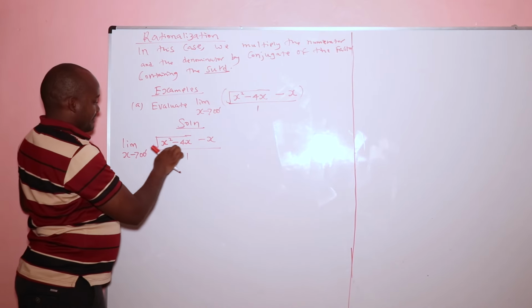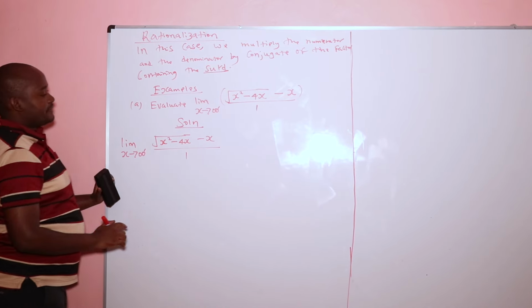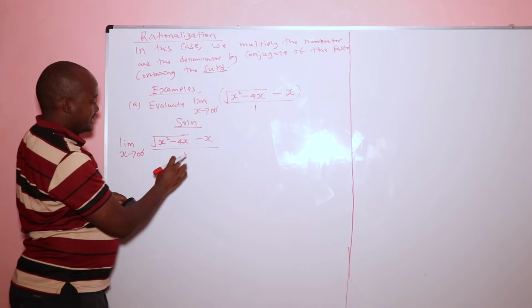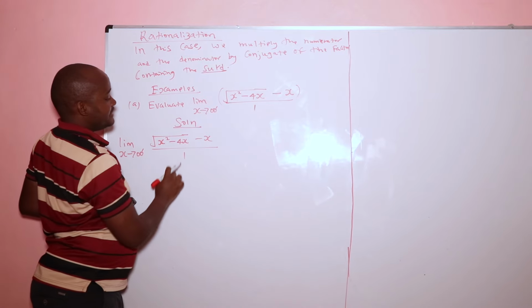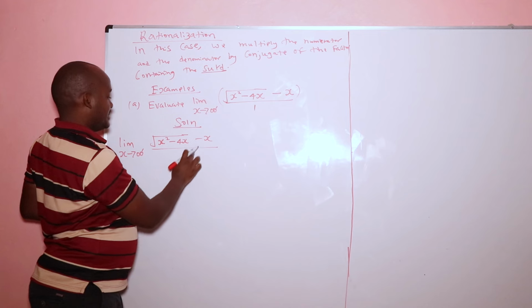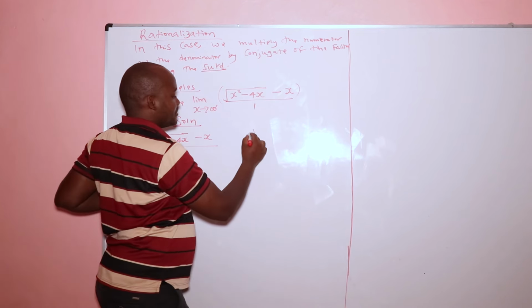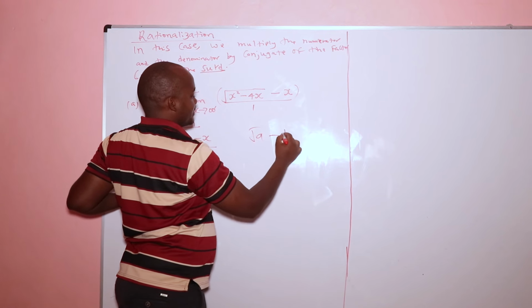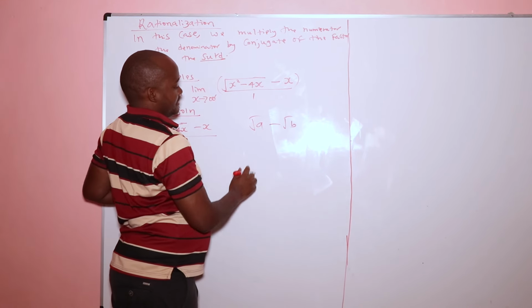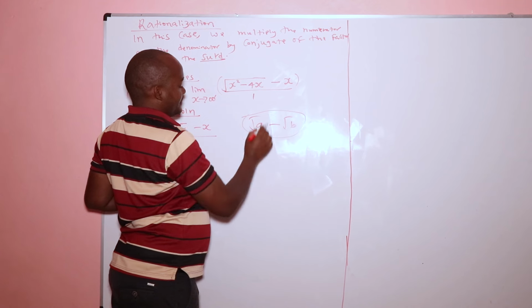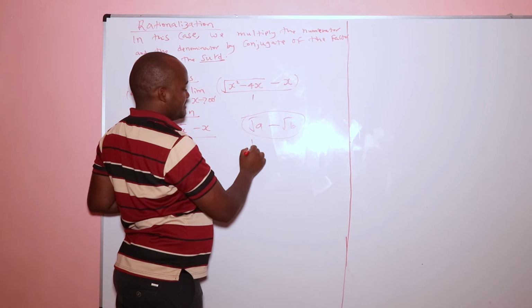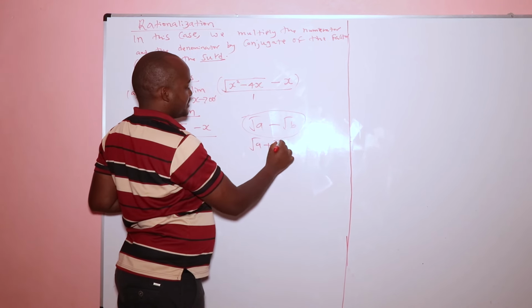So we have this term and this term in the numerator. To find the conjugate, we just need to change the sign in between these two terms, from negative to positive. For example, if you are given root a minus root b, that is our function, so the conjugate of it will be just root a plus root b.